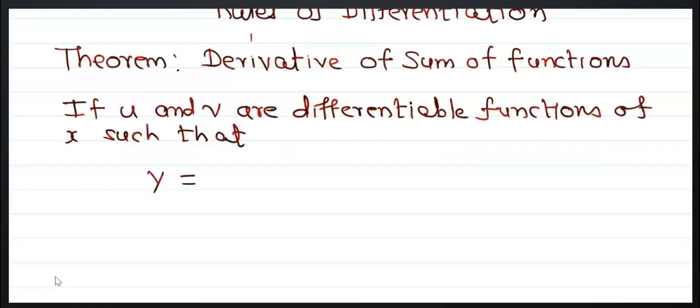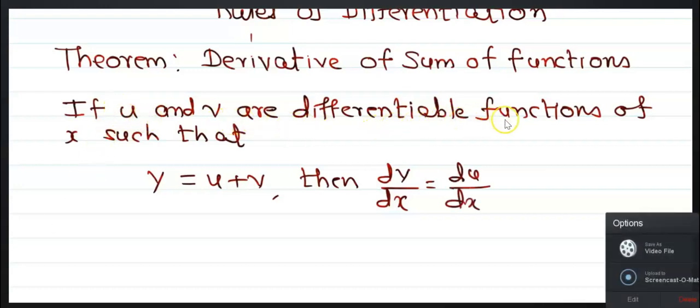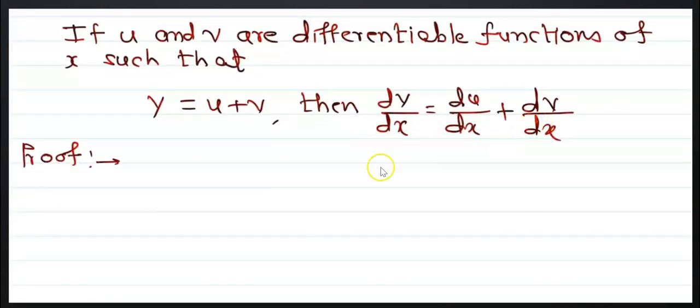If u and v are differentiable functions of x, means what? u is equal to x square, u is equal to sin x, u is equal to e raised to x, v is equal to tan of x. These are the differentiable functions of x. And y is equal to u plus v, then dy by dx is equal to du by dx plus dv by dx. हा रूल आपण आता प्रूव्ह करणार आहोत.